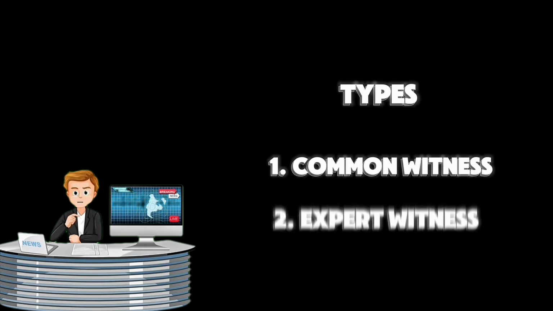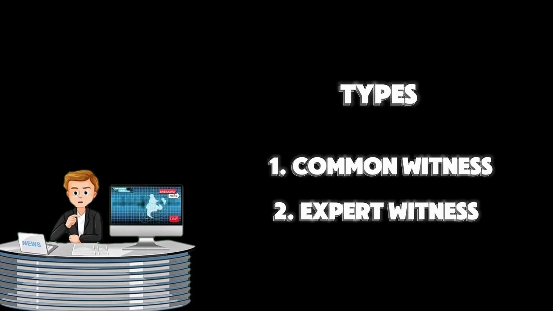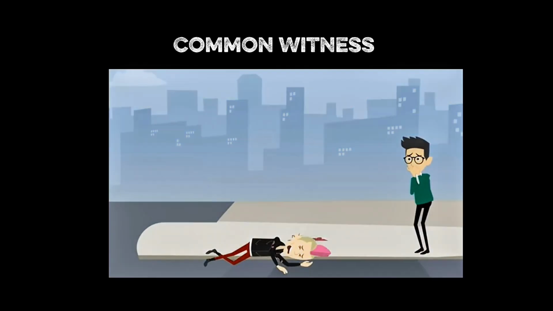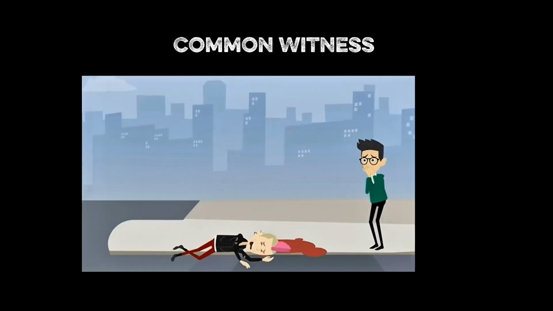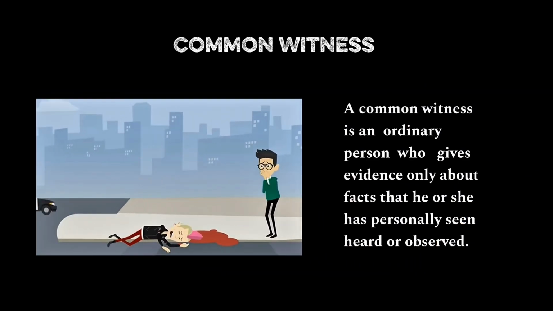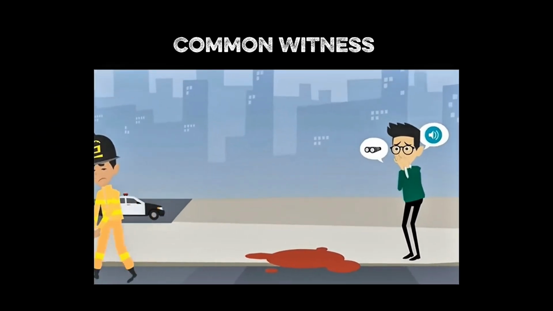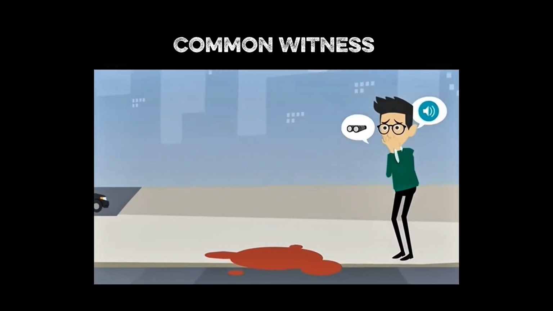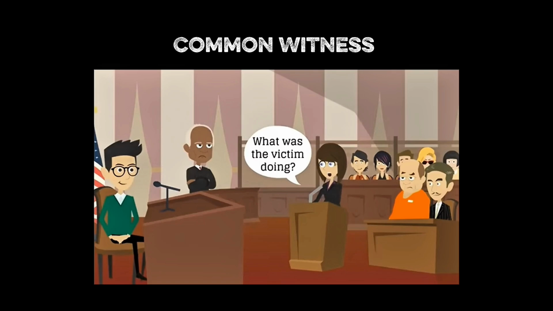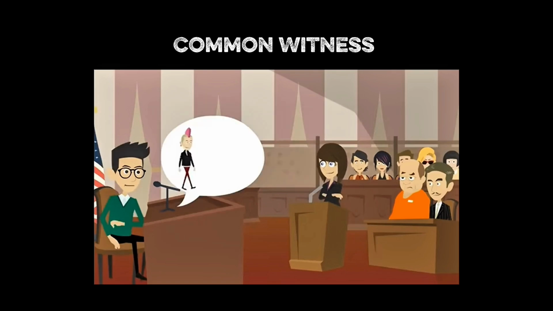Broadly, witnesses are classified into two major categories: common witnesses and expert witnesses. Let us first understand the common witness. A common witness is an ordinary person who gives evidence only about facts that he or she has personally seen, heard, or observed. For example, a person may come to court and say, "I saw the accused hitting the victim." This statement is acceptable because the witness is simply describing what was directly observed.